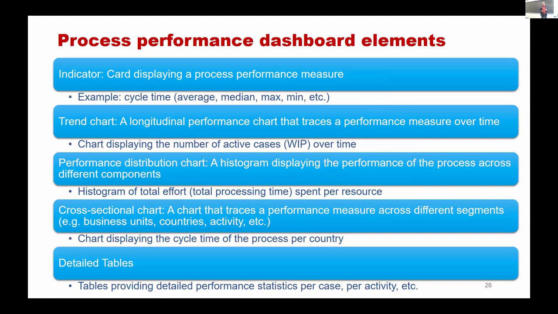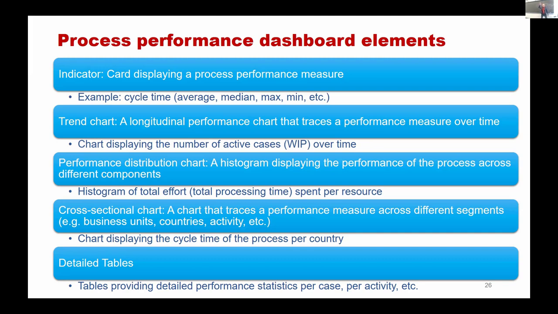In a typical dashboard, you will have different types of elements. I offer you a classification of five different types of elements that you will find in a dashboard. Indicators, which are like rectangles that display a performance measure. Trend charts, which tell you how a performance measure evolves over time. For example, how much my workload in the process has evolved over time.